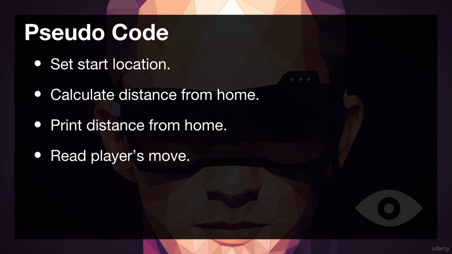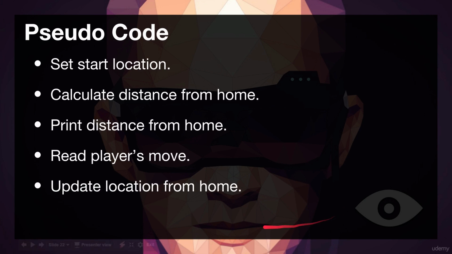Then we're going to have to read the player's move, so the player is going to have some way of telling the Unity interface or our game essentially how they want to move. And then we update the location from home and repeat. So once we've updated the location, it will go back through, calculate the distance from home and print the distance again, and the player repeats ad infinitum until we win. And we'll talk about the until we win later on.